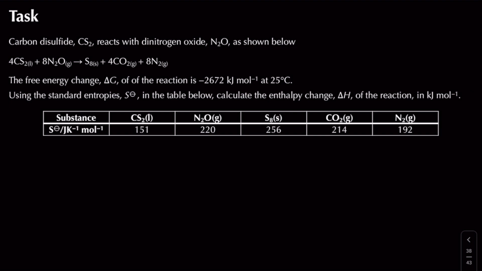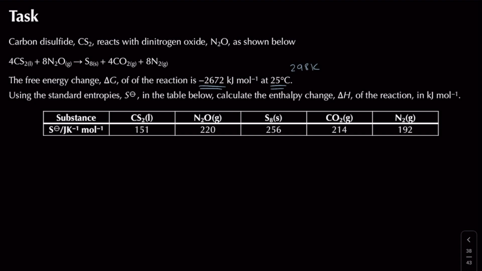So you're looking at this question, we're told carbon disulfide reacts with dinitrogen oxide as shown below. We can see we've got an equation over here, and we're told the free energy change this time, delta G, is going to be minus 2672. So we've been given our value for delta G, we've been given a temperature as well, which of course we know is going to be 298 Kelvin, because of course we need the temperature in Kelvin. We're asked to use the standard entropies here, and we're asked to calculate the enthalpy change, delta H, of the reaction in kilojoules per mole.